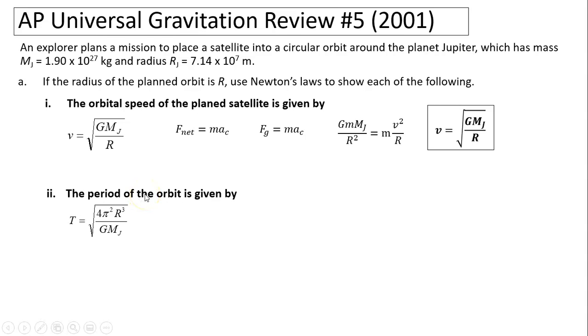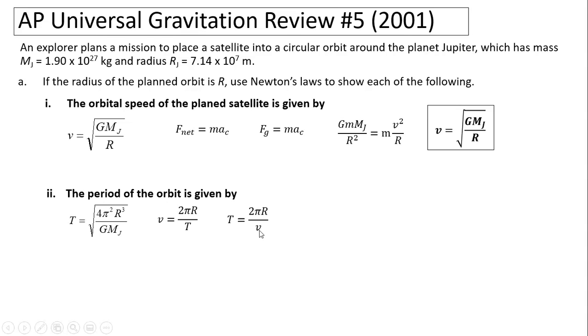Question 2 of part A. You need to prove the period of the orbit is given by this expression: T equals the square root of 4 pi squared r cubed divided by G times mj. So from kinematics, we know v is constant speed. Constant speed v equals d over t. But since the explorer is in a circle, in one period the distance traveled by the explorer is the circumference, 2 pi r. From here, we can solve for T.